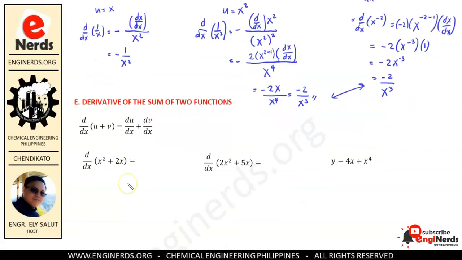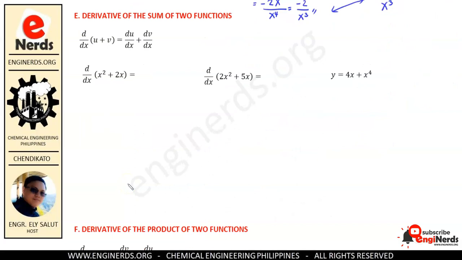Now we have part E, the derivative of the sum of two functions. So kung naalala nyo yung ating assumption dito, no? Both u and v are functions expressed in x. So if you have a sum, or in fact even a difference of two functions, you can actually do this property, no? For example, in here we have the derivative of u plus v, so we can actually take the derivative of each of these components, no? So you have here the derivative of u over dx and the derivative of v, okay?